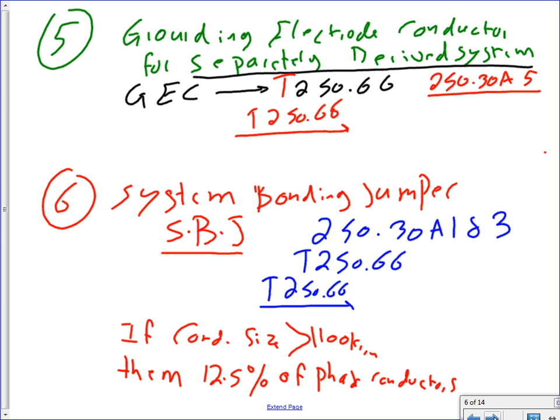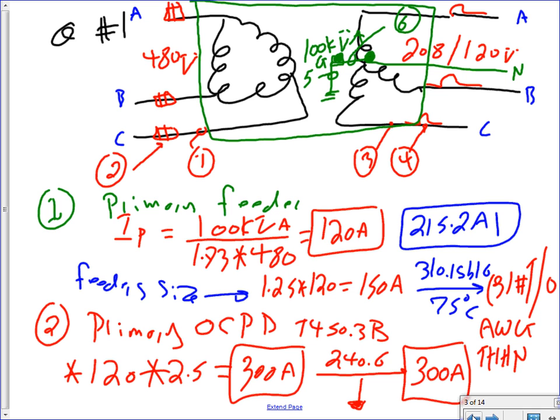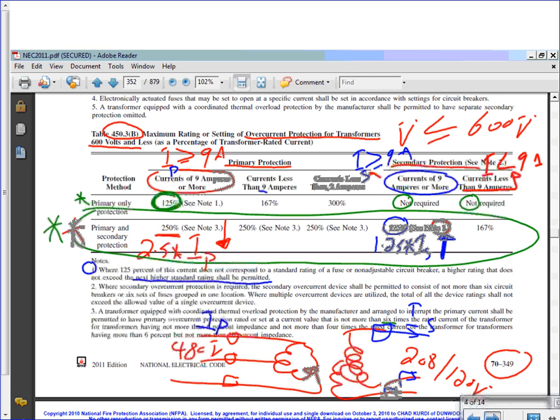Now, what is a separately derived system? Let me go back into my transformer. Is there any connection between the phases and the neutral on the primary to the phases and the neutral on the secondary? Any physical connection? Do you see phase A tied to phase A on this side? None, right? That's called a separately derived system. There is no connection between the phase conductors on the primary side and the phase conductors on the secondary side. Completely isolated.